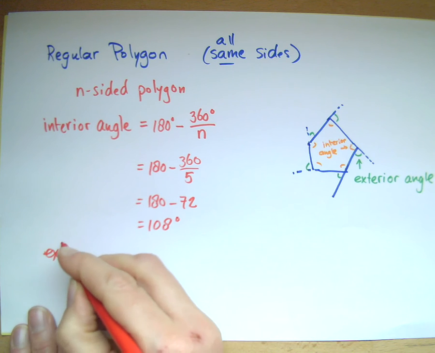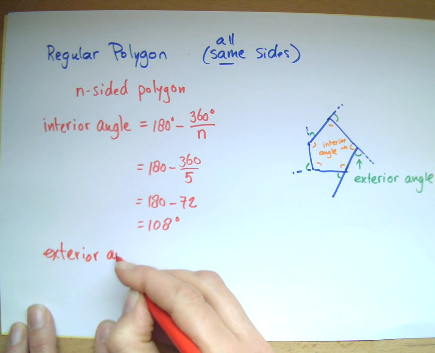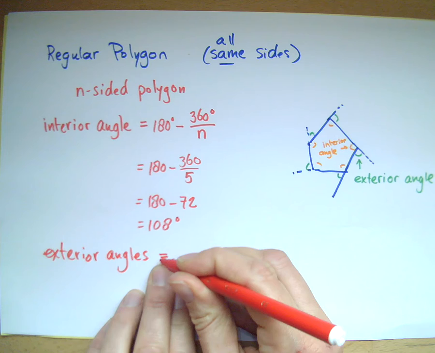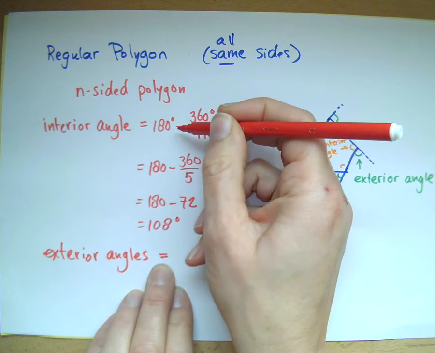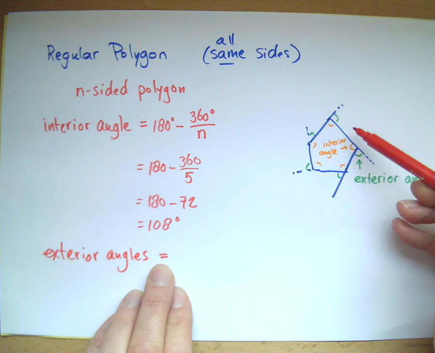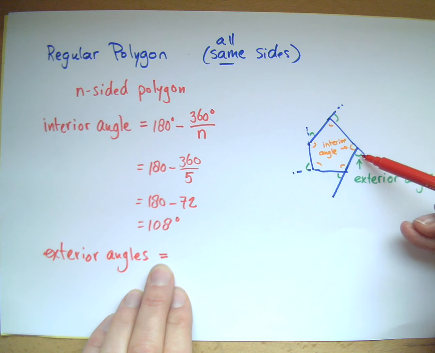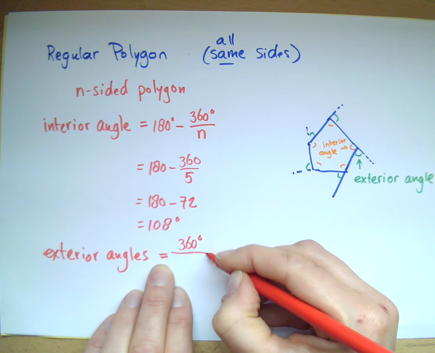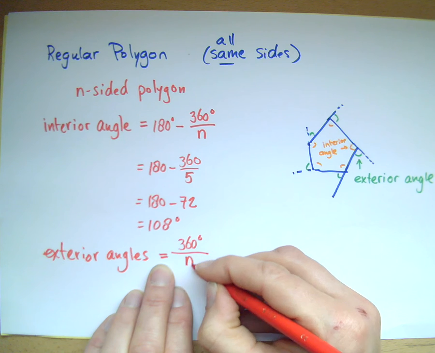The exterior angles, and I should have done the exterior angle first before I did the interior angle, but you see that the interior angle and the exterior angle are on a straight line. They need to add up to 180. The exterior angle of an n-sided polygon is always 360 divided by the number of sides.